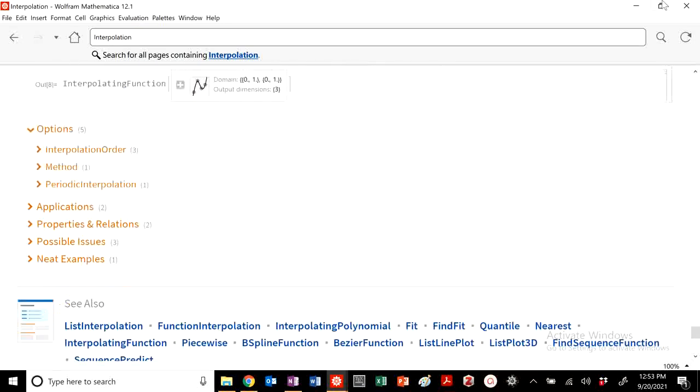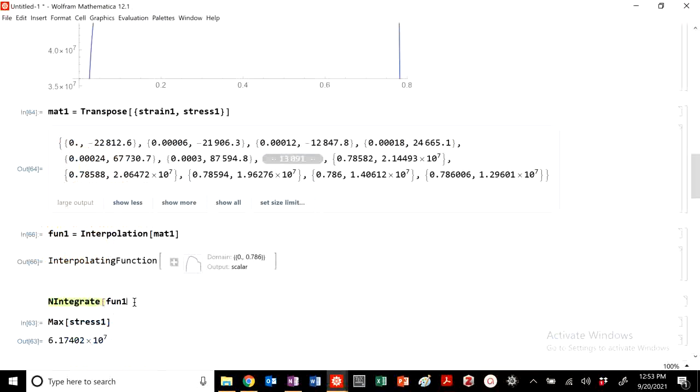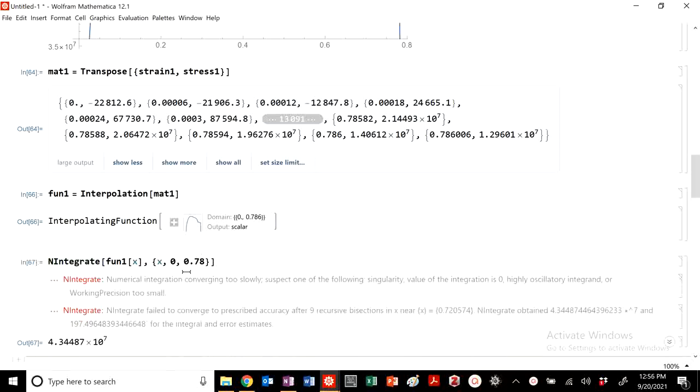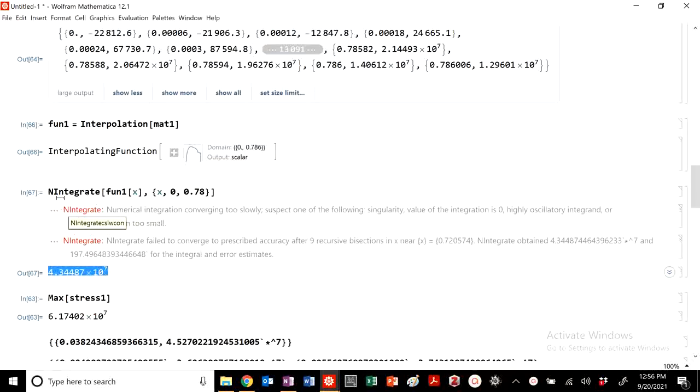But anyways, let's numerically integrate this function of x, from x goes from 0, let's see what the last is, 0 to 0.78 seems to be the last point. Let's see if we get this. All right, so that would be our toughness.